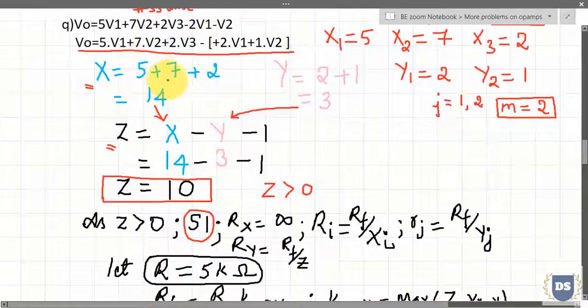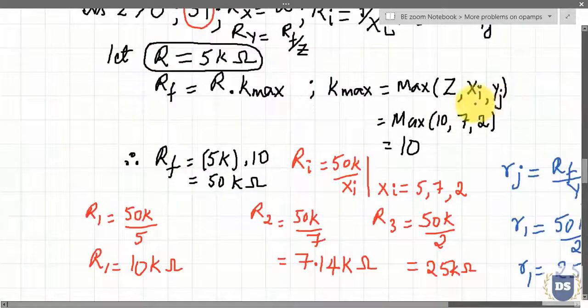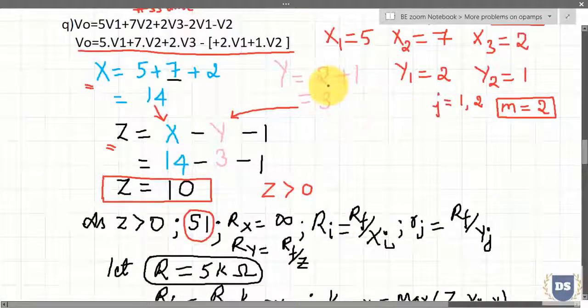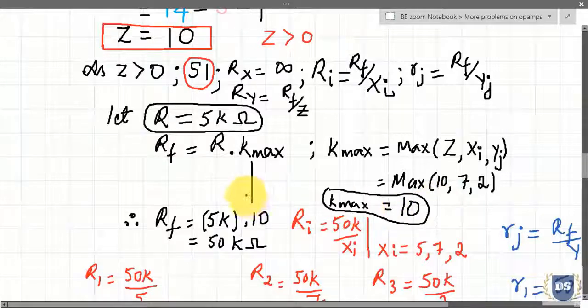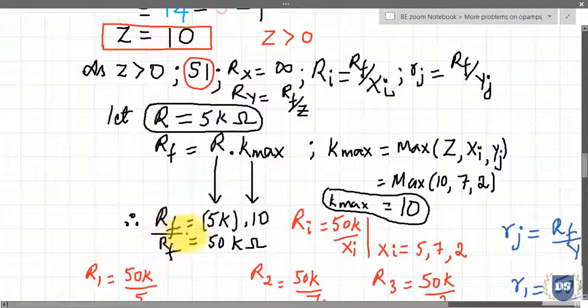The maximum value in Xi is 7. In a similar way for Yj, I'll be considering 2, and out of these three values, 10 is the maximum value. So I'll substitute K max is equal to 10 and R is equal to 5 kilo ohm. That in turn gives me the value of Rf, that which is equal to 50 kilo ohm.